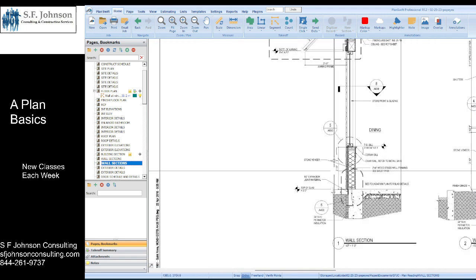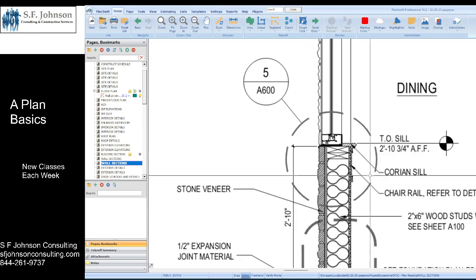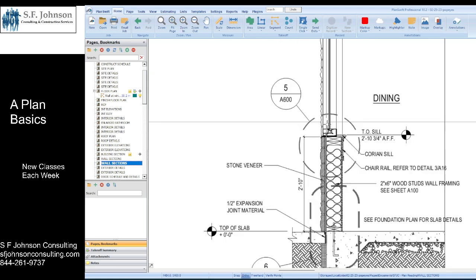There are 2 of them here. There's one here and one there. And what is this telling us? It's saying that anything within the circle, anything within the call out, if your trade is within this circle, you need to go to image number 5 on page A600 to see what is not here that you need to be concerned about.